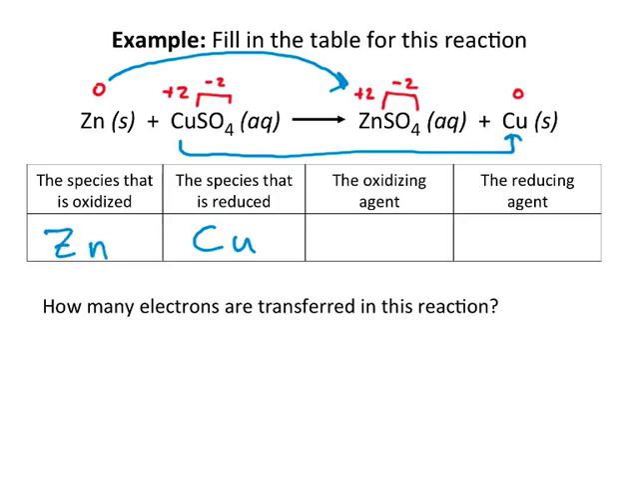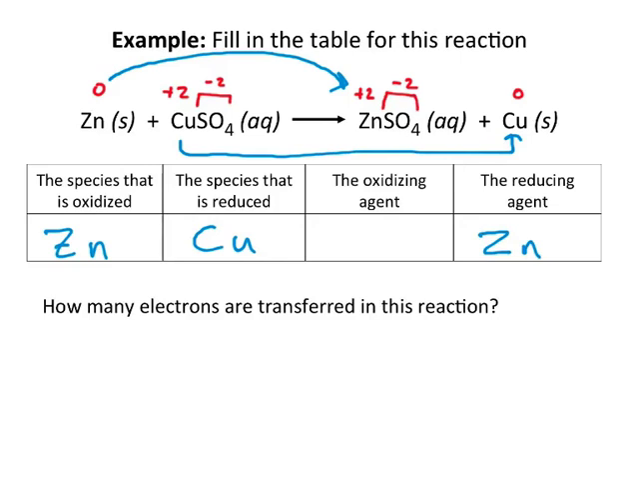Or if you want to think about OIL RIG, oxidation is loss of electrons. For zinc to go from 0 to +2, it had to lose the negative electrons, so that means it was oxidized. Reduction is gain of electrons. For copper to go from the +2 to the 0, it had to gain electrons. Alright. Now zinc is oxidized, so that means it's the one that made the reduction happen.